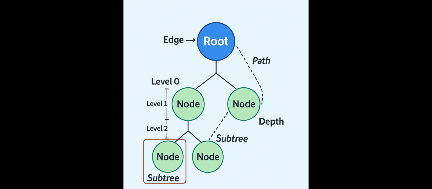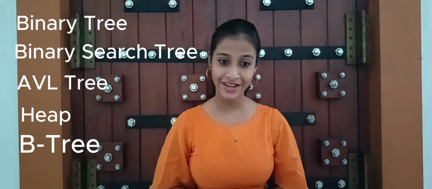Subtree. Any node along with its descendants form a subtree. Even a single node can be considered as a subtree. Just to give a quick preview, there are many types of trees. Binary tree, binary search tree or BST, AVL tree, heap, and B trees.